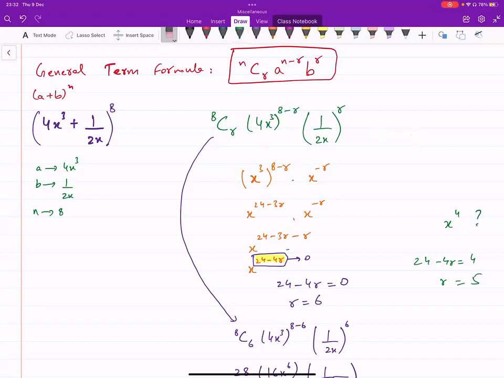So it depends on what power you're looking for. यहाँ पे 0 चाहिए थी, इसलिए हमने उस power को 0 से equate कर दी.